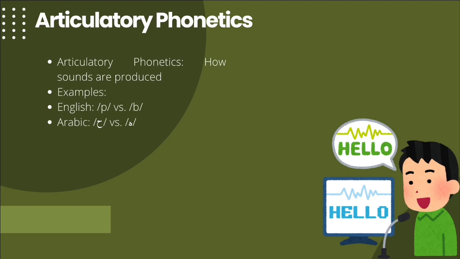In Arabic, the difference between ha as in har and ha as in hawa is in the place and manner of articulation. So the sound ha is produced in the pharyngeal area with constriction, whereas the sound ha is produced in the glottis.